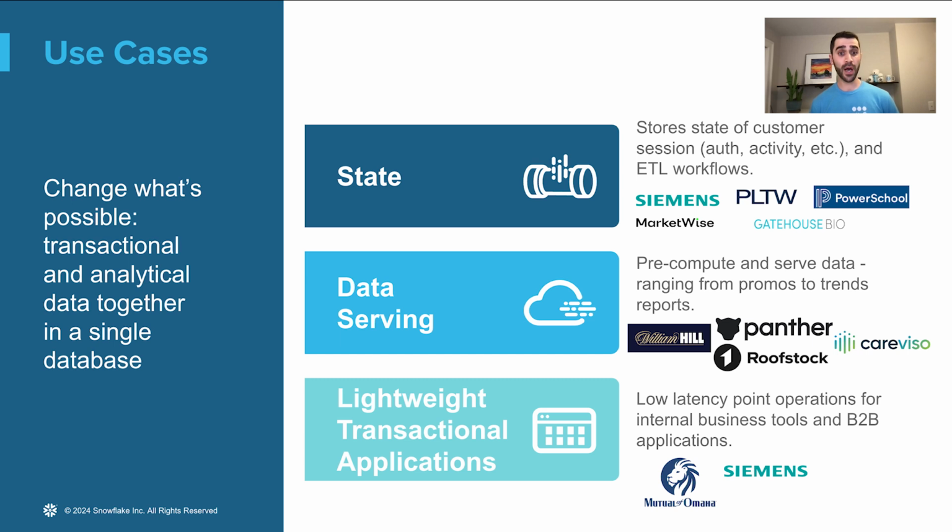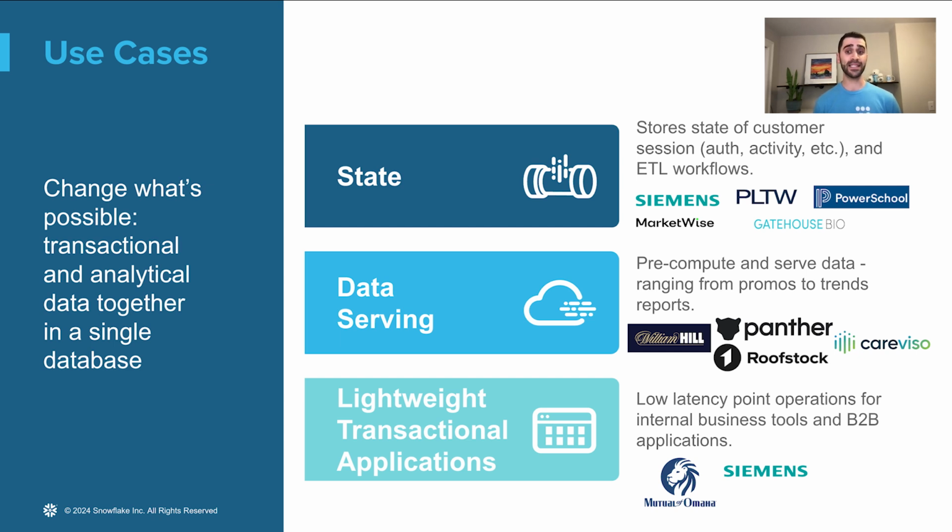The first, most common bucket would be using hybrid tables as a basic metadata store. Things like application state for auth and activity, or for the state of large parallel data warehousing and data engineering workflows. And we see this use case applied across a broad range of industries and functions with customers like Siemens, Project Lead the Way, PowerSchool, MarketWise, and Gatehouse Bio.